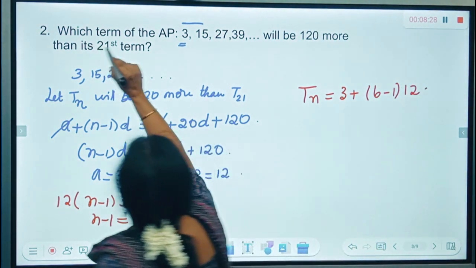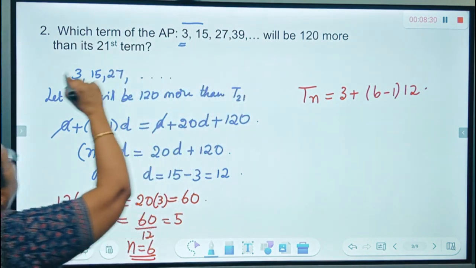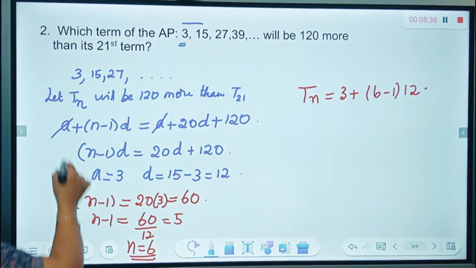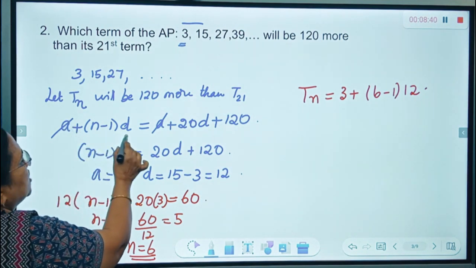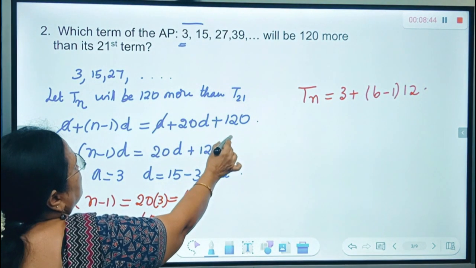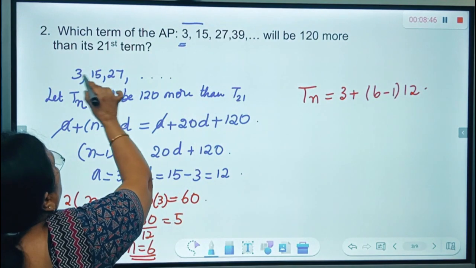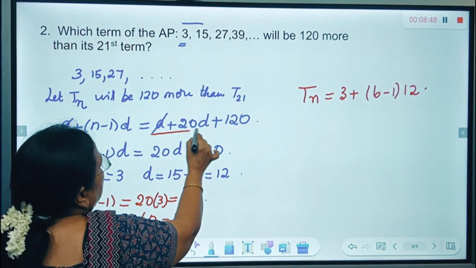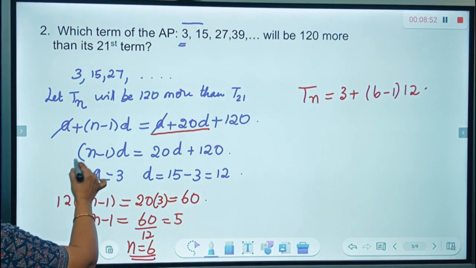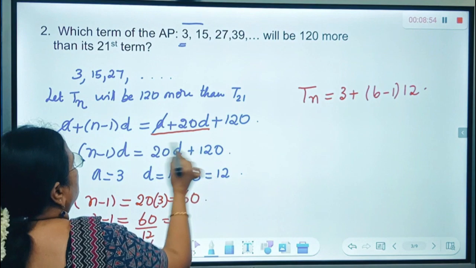So the question is, which term is 120 more than the 21st term? So we have assumed the nth term to be 120 more than T21. So what is nth term? A plus n minus 1 into D. This is A plus 20D plus 120. 120 more than the 21st term. 21st term is A plus 20D. So n minus 1 D will be 20D plus 120.